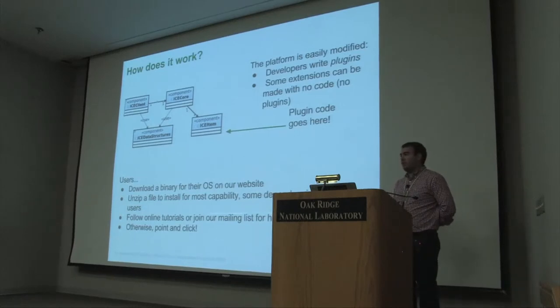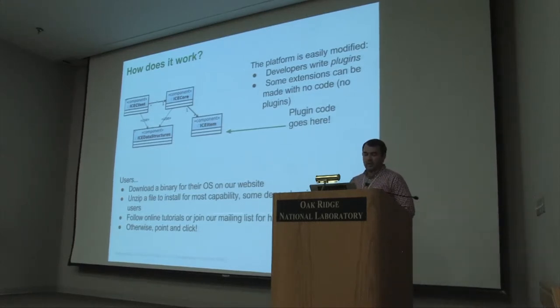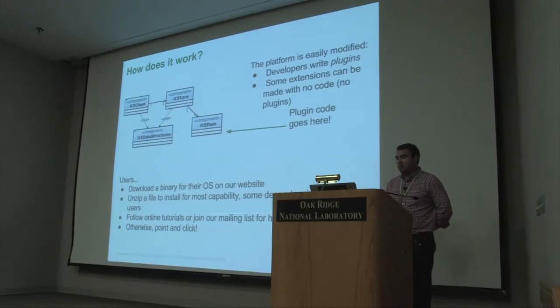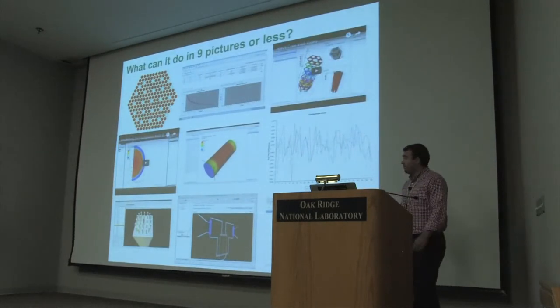We've got support for all sorts of different projects. We've got support in ICE for probably like 150 different codes, all sorts of stuff. It's just a zip file, you unzip it. We have all sorts of online tutorials on our wiki. All sorts of user-friendly stuff, okay? And here's what it does in 9 pictures or less.